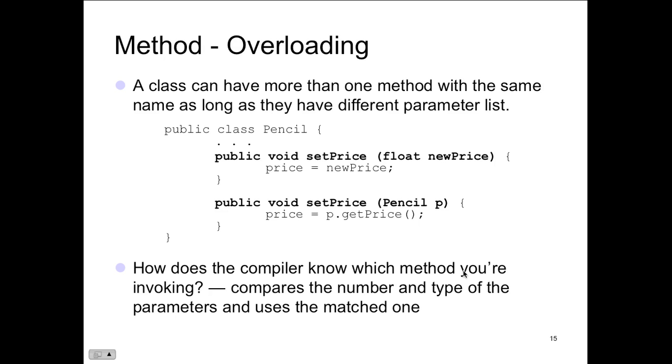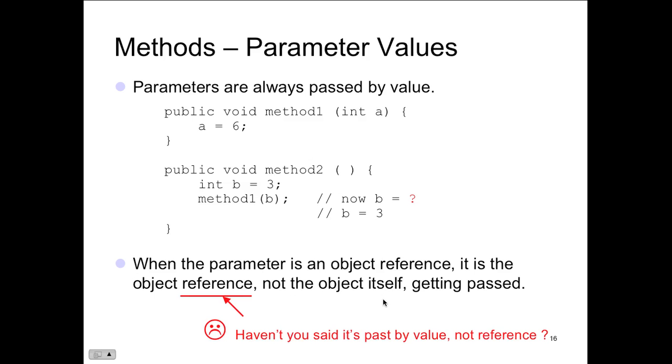So how does the compiler know which method you're invoking? Well, it looks at the number of parameters and the order of the parameters. You can have the same parameters in a different order and write it that way. So you can actually create a pretty flexible polymorphic type of behavior with that. And it compares the number and the type of the parameters and uses the one that matches it.